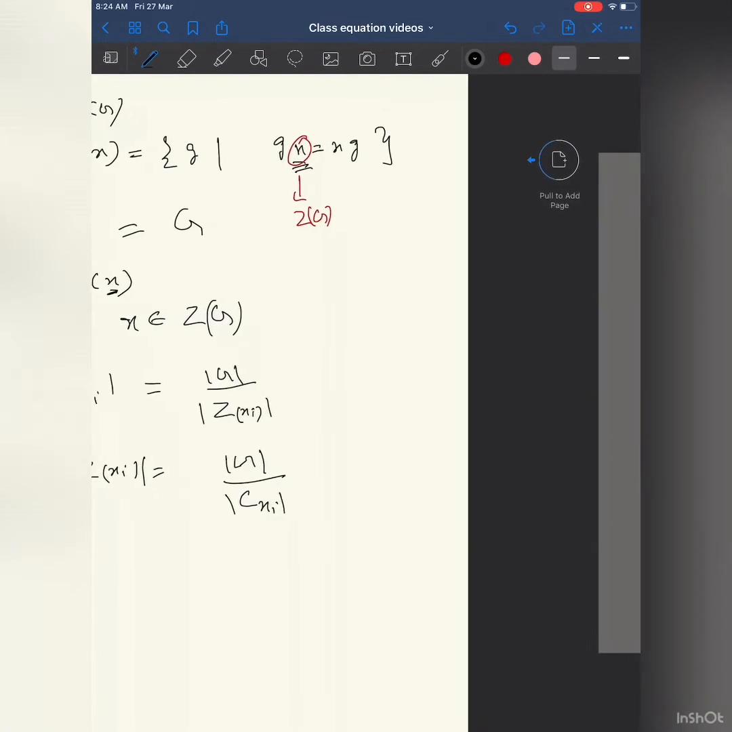And let's do the problem. The first problem is a very famous problem; it has appeared in many places. Which are the possible class equations, and which are not possible?